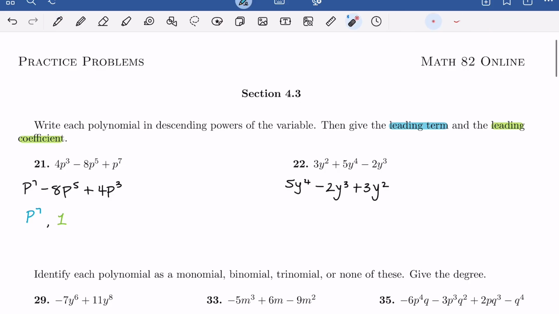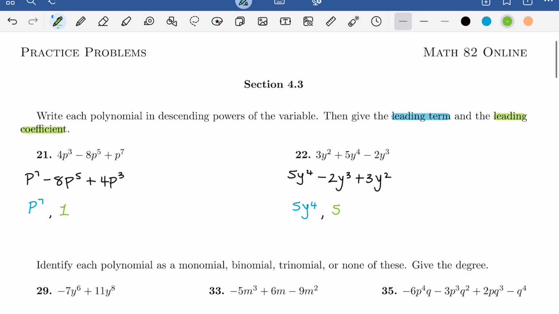Now again, our leading term is going to be the term with the highest power of this variable. So in this case, that's going to be 5y to the 4th power. It's going to be this entire term, but the coefficient is going to be this numerical value in front of our variable here. So in this case, that's going to be 5.